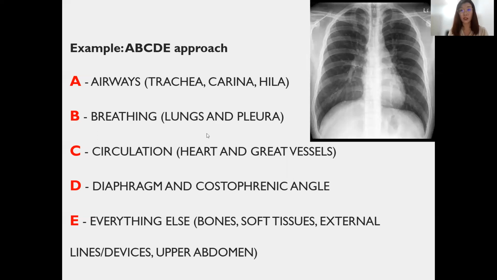Next will be circulation: look at the heart, make sure the heart size is okay, and also the great vessel shadows. And then next, go to the diaphragm, the lower part here, and also the costophrenic angle. And then E is everything else: bone, soft tissue, or external. Then the rest are the upper abdomen region, the area under the hemidiaphragm.